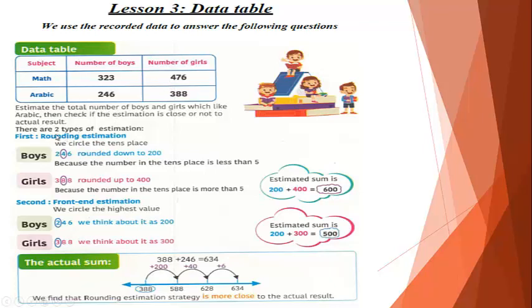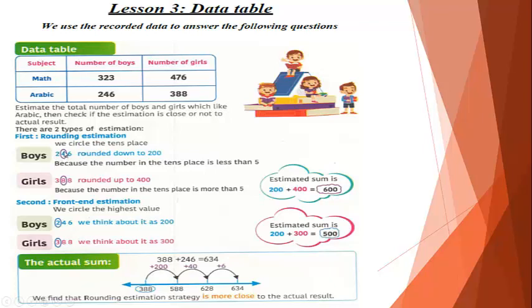The first way is called rounding summation. The rounding summation means that I'm going to circle the tens house in the number. Here I have 246, this is the number of boys, and the number of girls equals 388. I'm going to circle the tens place, the house of tens, and then look at the number. Is it more than 5 or less than 5? If it is less than 5, I'm going to round the number down to 200. I'm going to write the 246 as only 200.